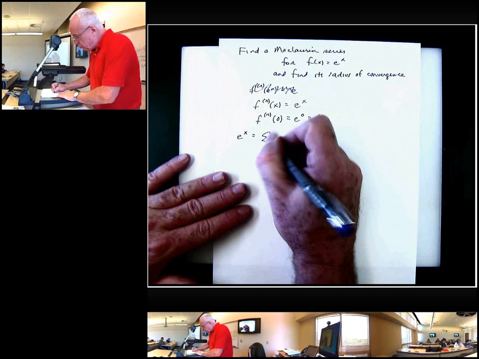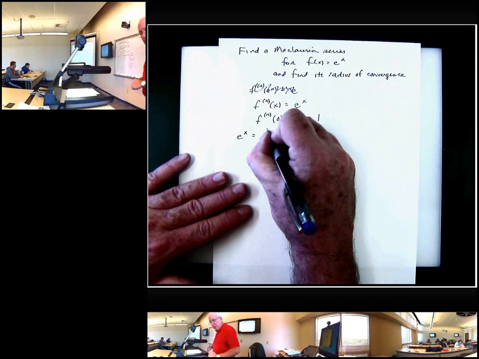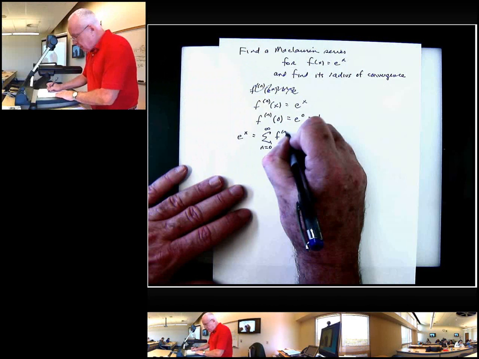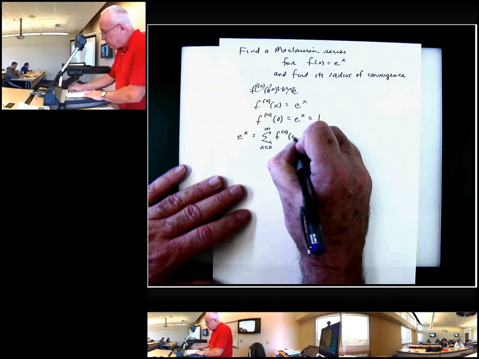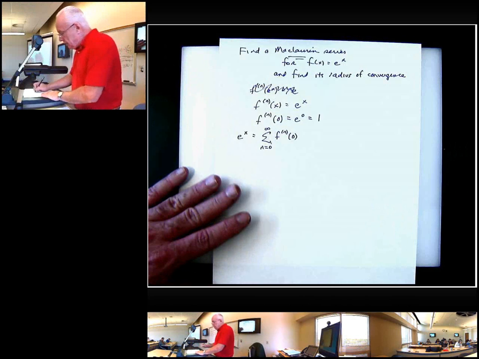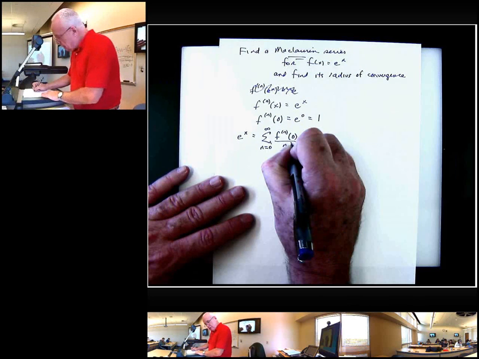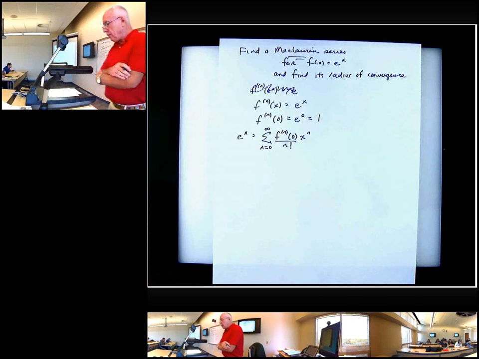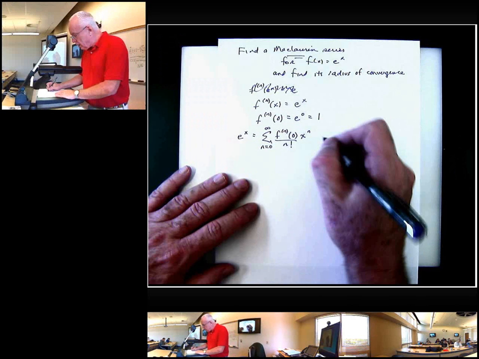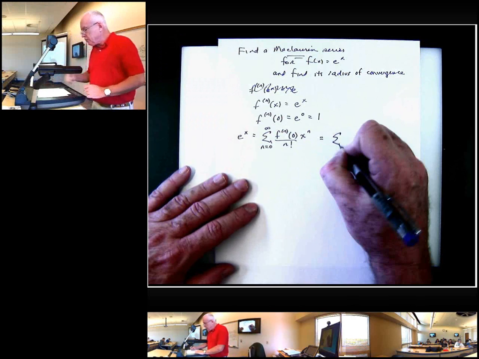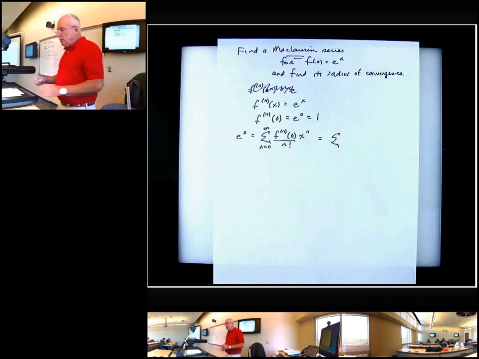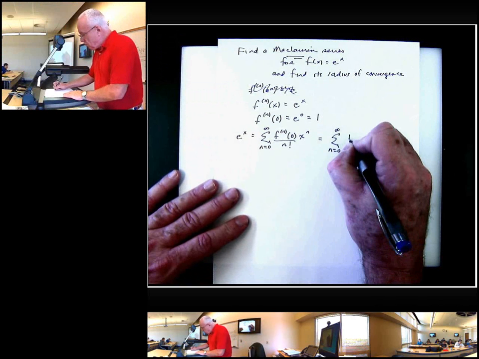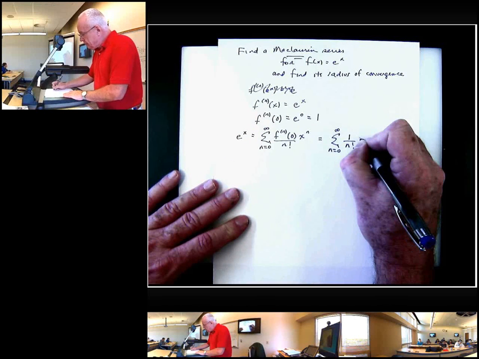Let's first of all just write it out more formally. From 0 to infinity of the nth derivative of 0, because we're doing a Maclaurin series, divided by n factorial times x to the n. Now, all of those derivatives are equal to 1, including the original function when we plug in 0. So this is the summation n equals 0 to infinity of 1 over n factorial times x to the n.